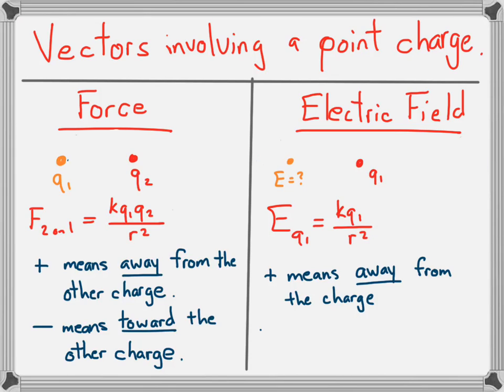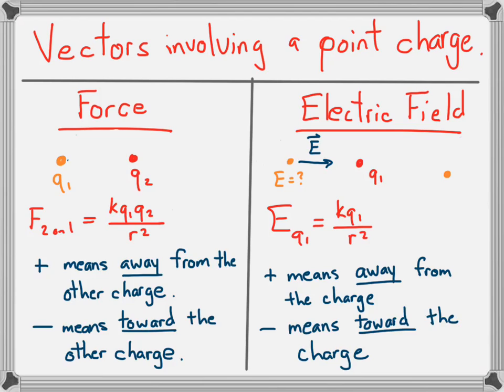Now let's think about what would happen if this number turns out to be negative. Well, in that case, that means that the electric field vector is pointing toward the charge. So if I want to know the electric field here, and it turns out that this gives me a negative number, that means that the electric field is pointing toward the charge. Likewise, if I were interested in a point on the other side, again, my electric field vector would point toward the charge.